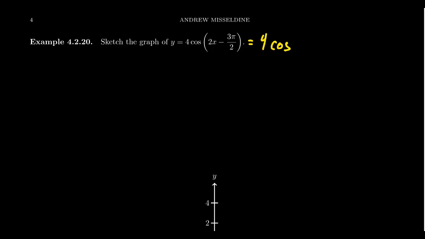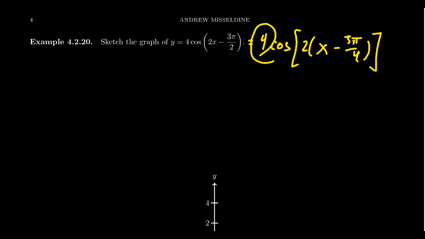So we need to factor the 2 away from the x so that there's an x right here. But if we factor a 2 away from the x, we have to also factor the 2 away from the 3 pi halves, which then leaves behind a 3 pi fourths, like so. And so now that it's factored, we can correctly diagnose everything we need here.